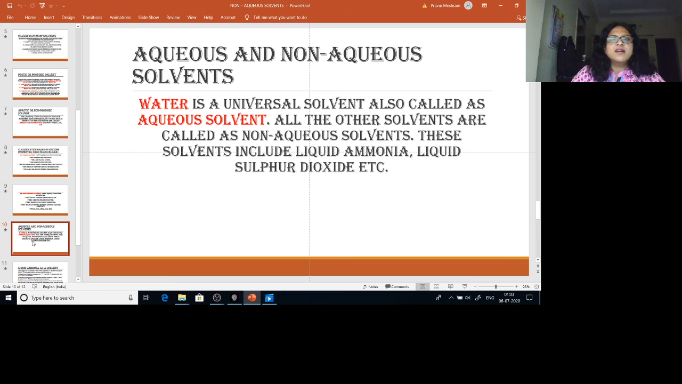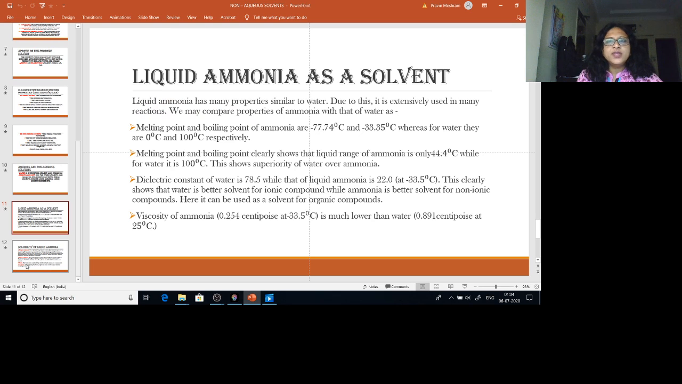The last classification is aqueous and non-aqueous solvent. Water is a universal solvent, everybody knows, and it is also called an aqueous solvent. All the other solvents are called non-aqueous solvents. These solvents include liquid ammonia, liquid sulfur dioxide, etc. Liquid ammonia as a solvent.